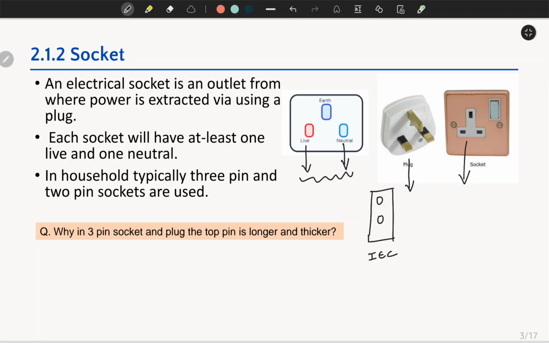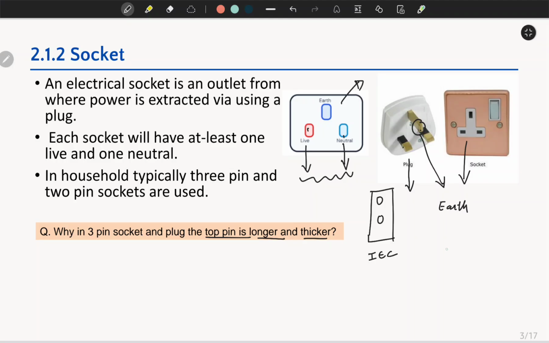Now a general question arises in this 3-pin socket plug also, or in this socket also. You can see, why in the 3-pin socket is the top pin longer and thicker? You can see this is longer and this is also thicker in comparison to these two. Why does this happen? This happens because this terminal, this top one, is basically earth.